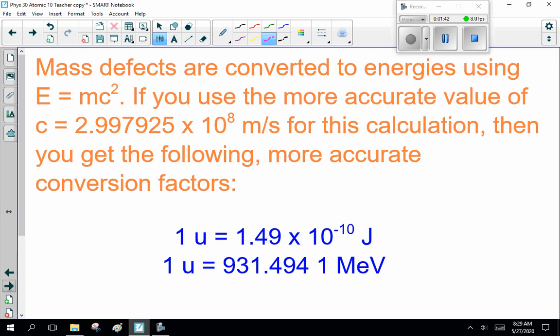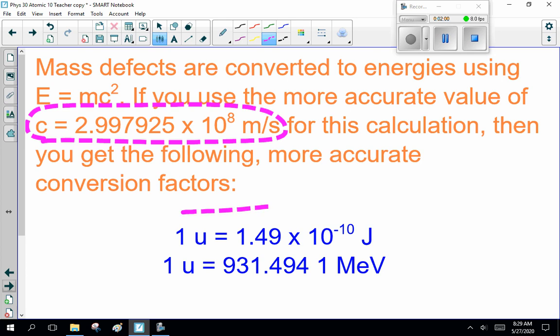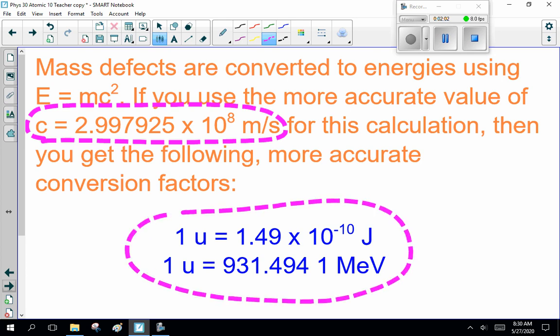Now, recall, mass defects are converted to energies using E equals mc squared. If you use the more accurate value of c equals 2.997925 times 10 to the 8 meters per second for this calculation, you will get the following more accurate conversion factors. Now, somewhere in the textbook they do these. I'm not going to bother. If you want to go do the conversions yourself, you can. But one atomic mass unit is 1.49 times 10 to the minus 10 joules, E equals mc squared.